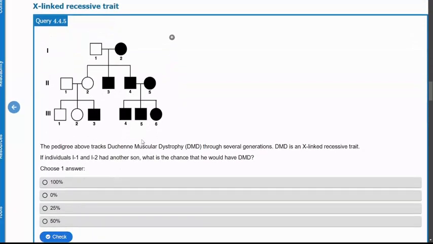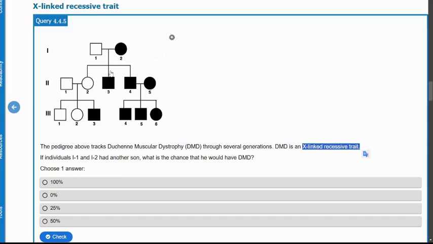Oh, now we have a new trait. Duchenne muscular dystrophy. That was a pretty bad disease that I taught about. X-linked recessive. So we're having some X-linked trait. If individuals 1 and 2 had another son, what is the chance of him getting DMD?